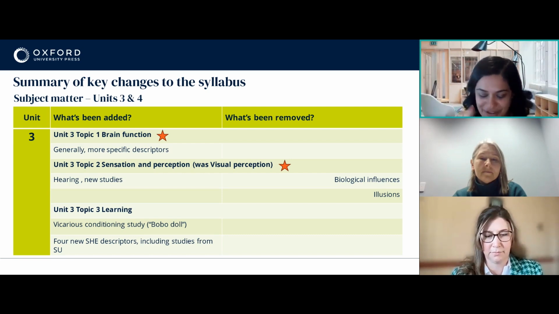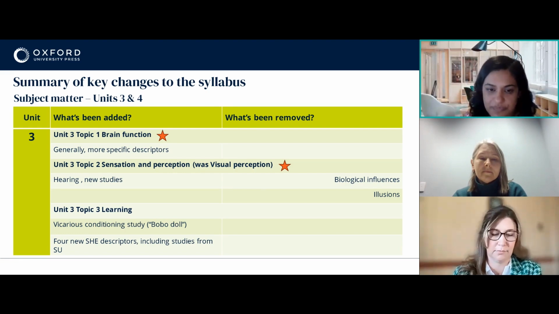The learning, observational learning, classical conditioning, and operant conditioning. We don't have to know the details about specific studies, but just need to know how it was studied. So the studies have shifted. So students used to have to know 21 studies, and now it's been reduced to 10, which is a very, very welcome change indeed.